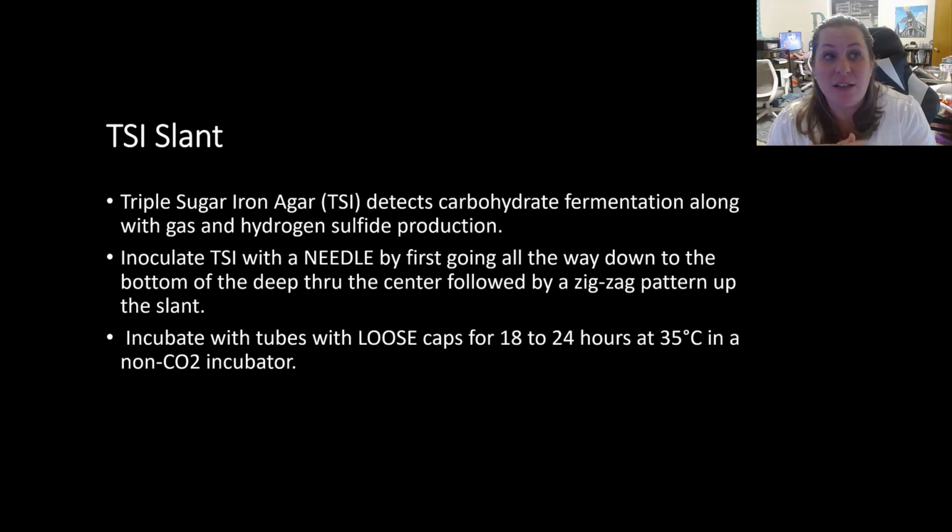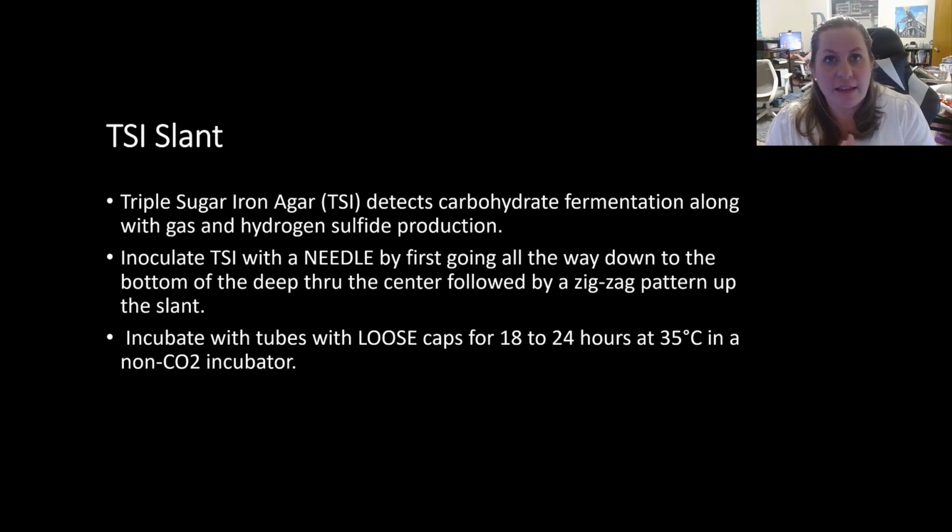All right, one of the last tests we're going to do is called the TSI slant. This is a triple sugar iron agar, or TSI agar. This detects carbohydrate fermentation along with gas and hydrogen sulfide production. So we're going to be testing a lot of stuff again, hopefully reinforcing what our other tests are showing.